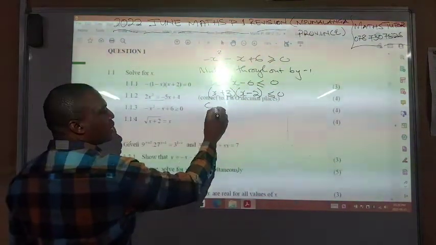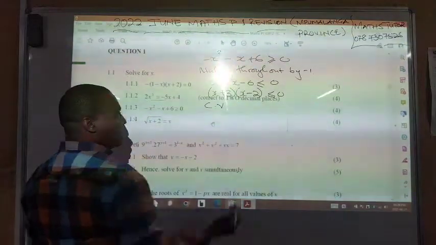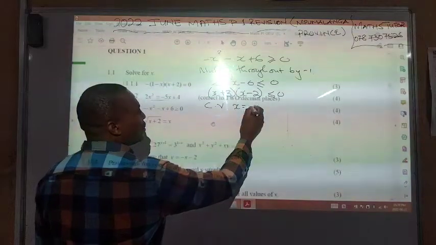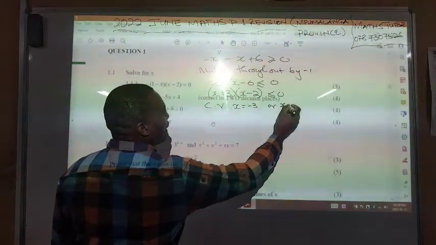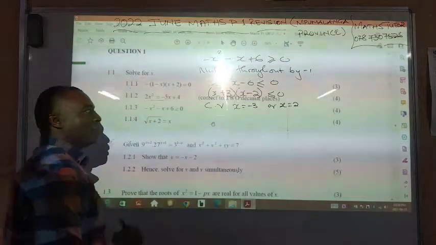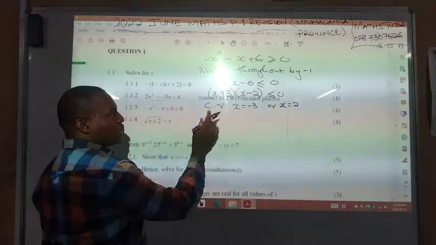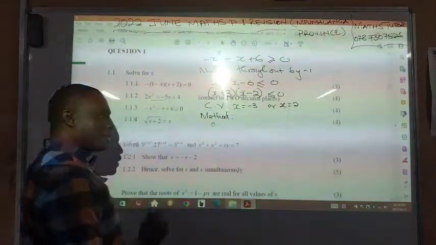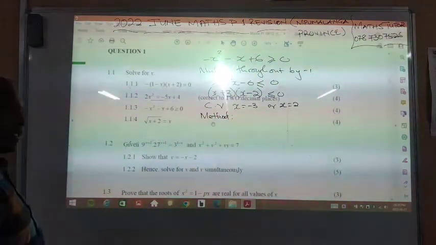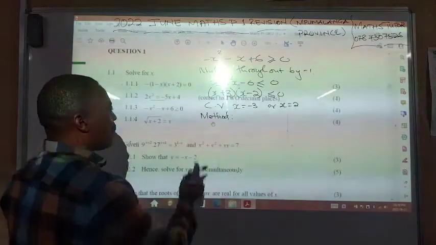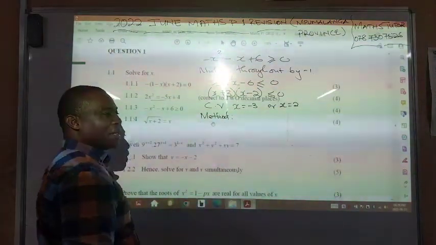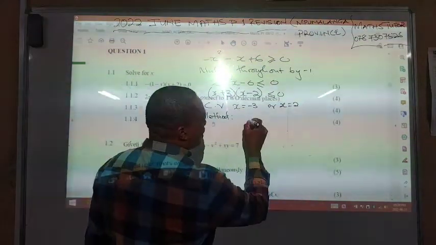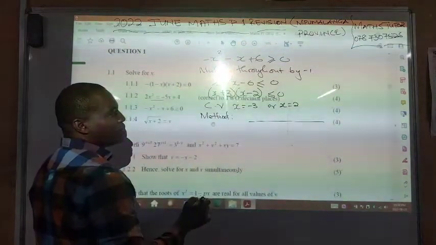Then the next thing, we need the critical values. That is like you're solving an equation. Your x will be equal to negative 3 or x will be equal to positive 2. Then from the critical values, the method is very important. Follow the steps if you want to pass. Some understand the graphical method, some understand the number line. Let's say you choose the graphical method.